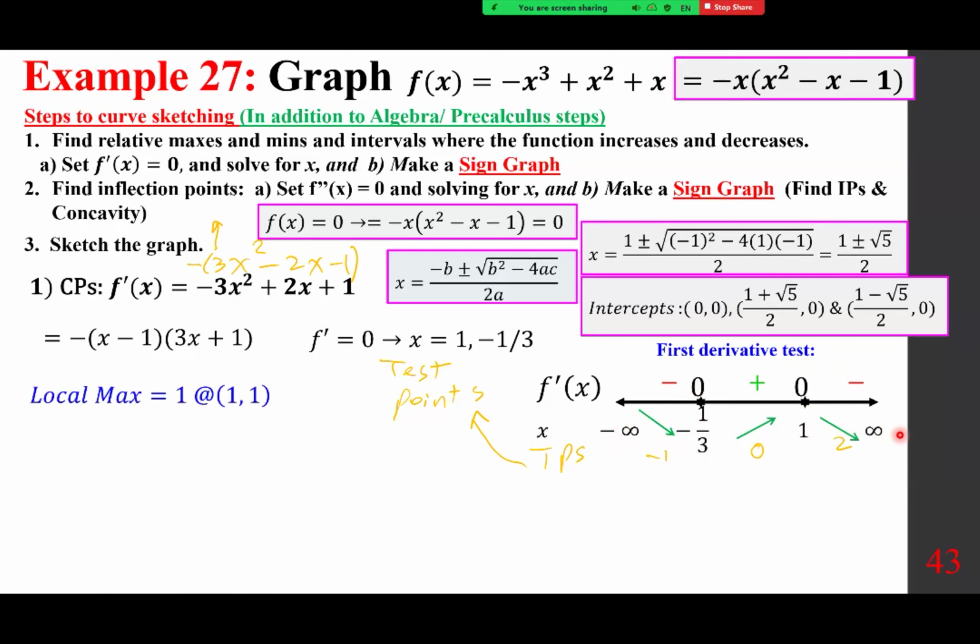So local max is equal to 1 at (1, 1). How do we get that? Put the 1 in here or here. Maybe easier to put it here. If I put 1 here, I get positive 1, with the negative becomes negative, cancels this one, positive 1.